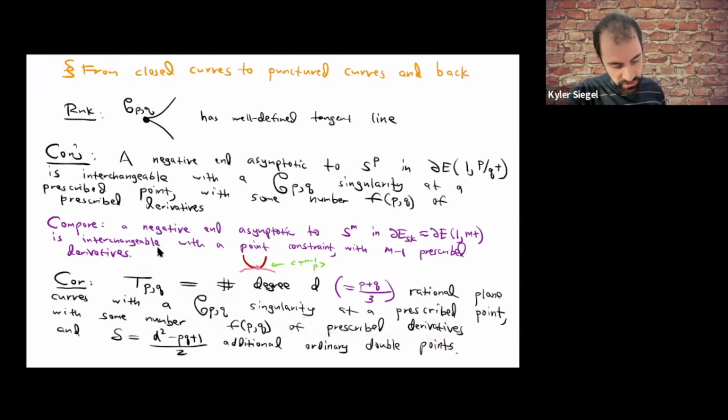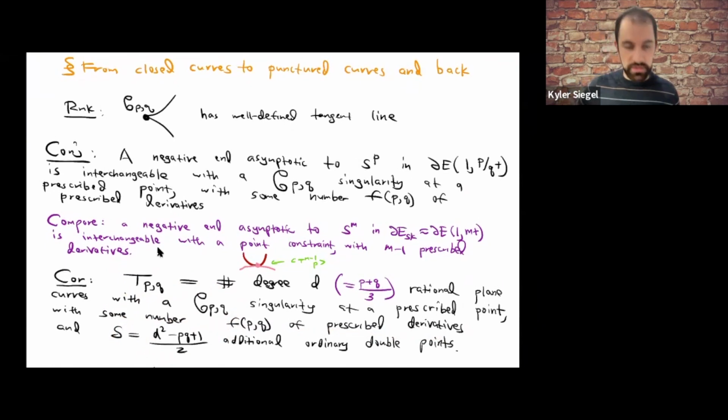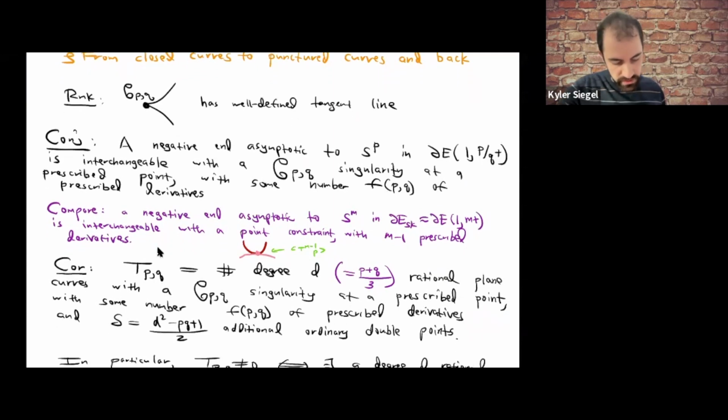And then in addition, you have some number of double points, which are just required by adjunction. Because the adjunction formula says that this singularity contributes something to the count of singularities, and then you need some additional singularities, which are just double points in this case, to satisfy adjunction. So in other words, this count can be interpreted as curves with a single PQ cusp, and then possibly some number of additional double points.